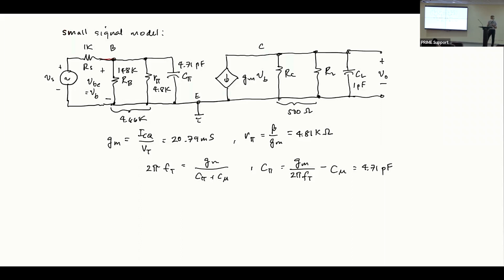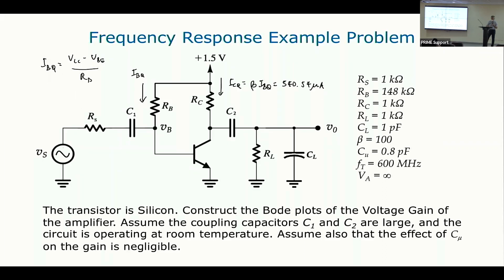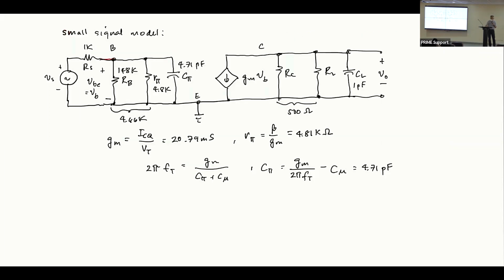Okay, so let's say the problem is, what is the frequency response of your gain? Because you're supposed to construct the Bode plots of the voltage gain of the amplifier. So I have to get an expression for V sub O over V sub S. That's my gain. No? A sub V is equal to V sub O over V sub S. So how do I do that?